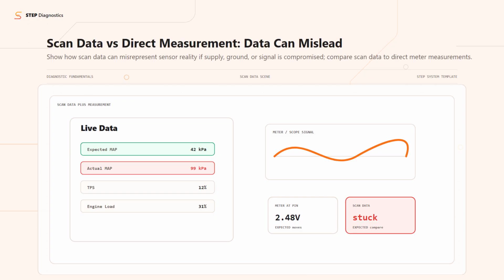Scan data reports what the module interprets, not always the real voltage at the sensor. For instance, a bad ground may cause several sensor readings to shift together, fooling the scan tool. Always verify live data by comparing multiple PIDs and confirming with direct measurement at the sensor and ECU pins.